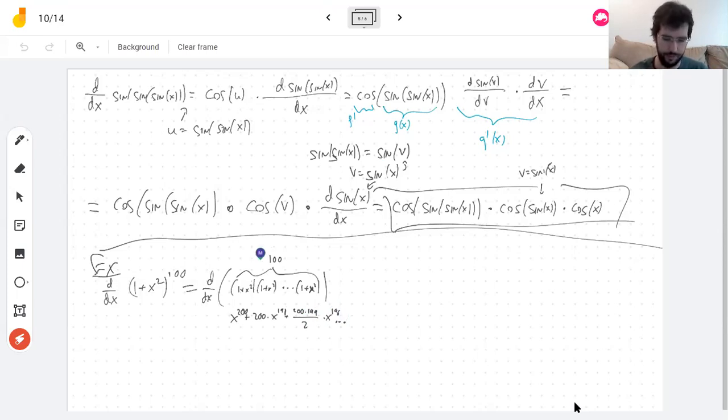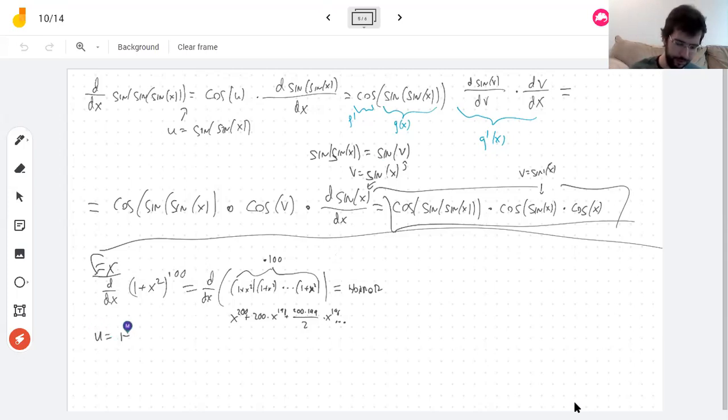We don't want to do that. We would have to look up the binomial formula. The terms in the middle would have a lot of digits. However, I can do this very easily with the chain rule.